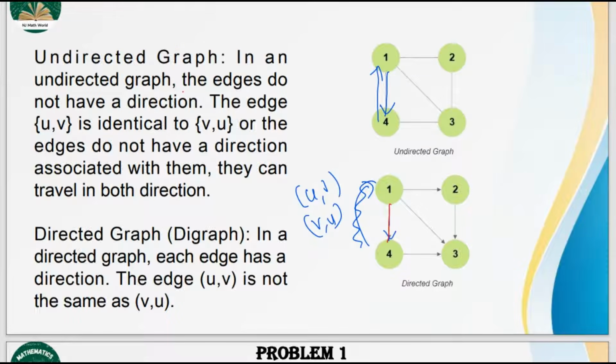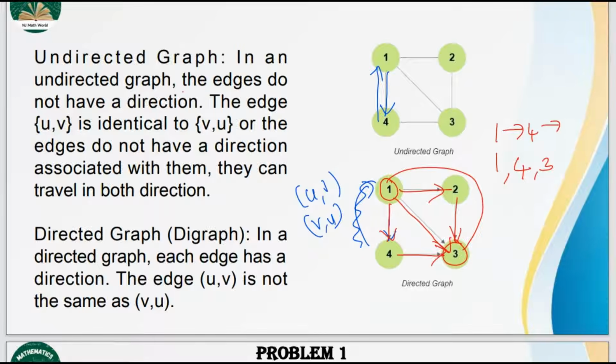So here we have 1 to 4, then 4 to 3. Then if you go from this side, it is 1 to 2, then 2 to 3. Then there is also 1 to 3 directly. So to move from 1 to 3, we have three different routes. First, 1 to 4 to 3: from 1 we go to 4, and from 4 we move on to 3. Second, directly from 1 to 3. Third, 1 to 2 and 2 to 3. So these are the three different routes by which we can travel from vertex 1 to 3.